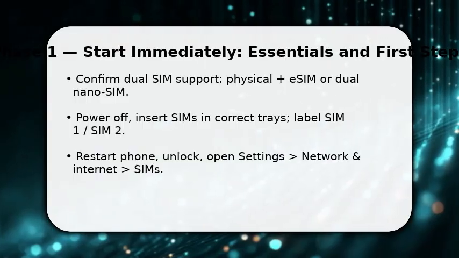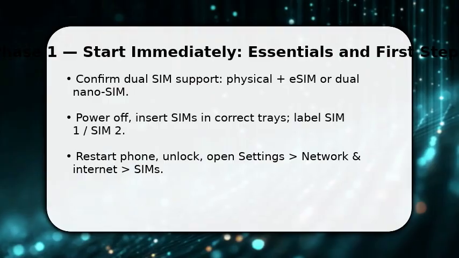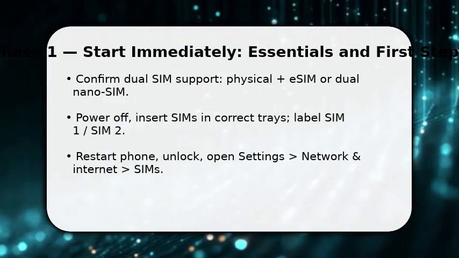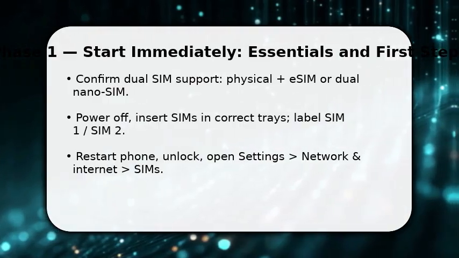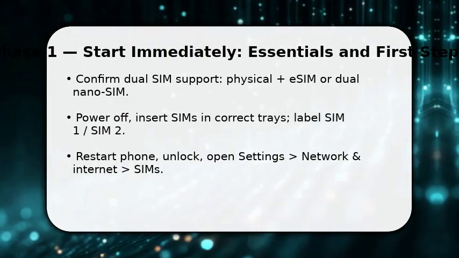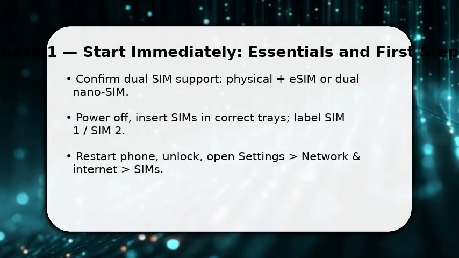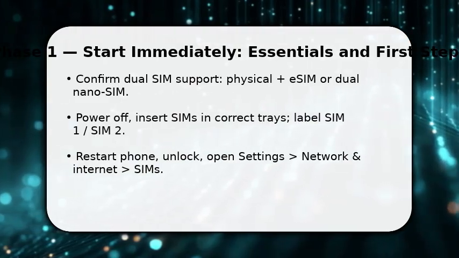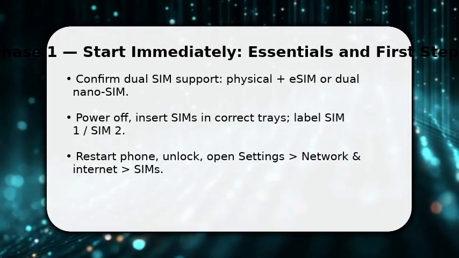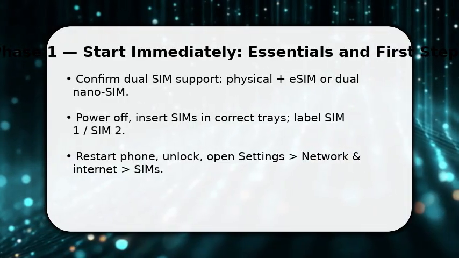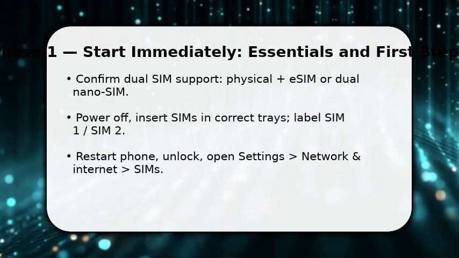You begin by confirming your phone actually supports dual SIM, physical plus eSIM, or 2 nano SIMs. Once confirmed, power off and insert both cards into their correct trays, labeling them SIM1 and SIM2 so you won't mix them up. After restarting, go straight to Settings, then Network and Internet, and tap SIMs.